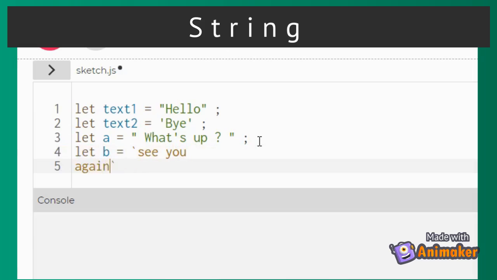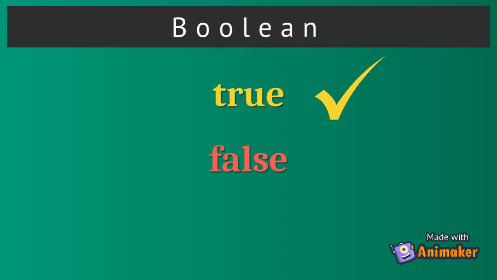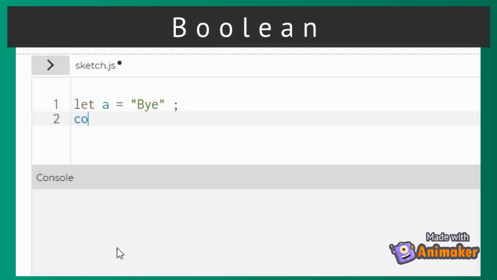Then we have Boolean data type. It has only 2 values, true and false. True is like, okay, this one is correct, and false is like, no, that's not right. Let me compare 2 numbers in our editor. So console.log, 5 greater than 2. Is it correct? Yes, it is. So I'm going to get true as the result. If I reverse the sign, I'm going to get false.